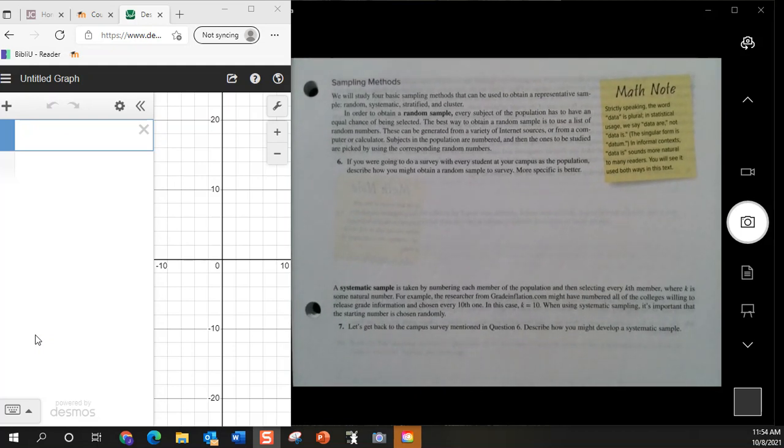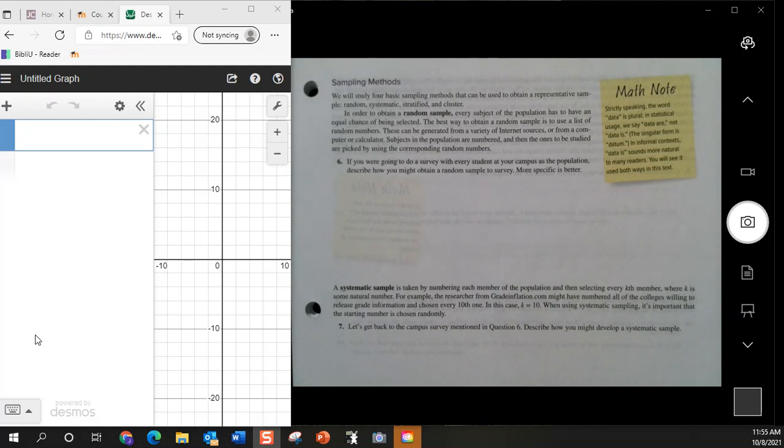It says we will study 4 basic sampling methods that can be used to obtain a representative sample: random, systematic, stratified, and clustered. In order to obtain a random sample, every subject of the population has to have an equal chance of being selected. The best way to obtain a random sample is to use a list of random numbers. These can be generated from a variety of internet sources or from a computer or calculator.